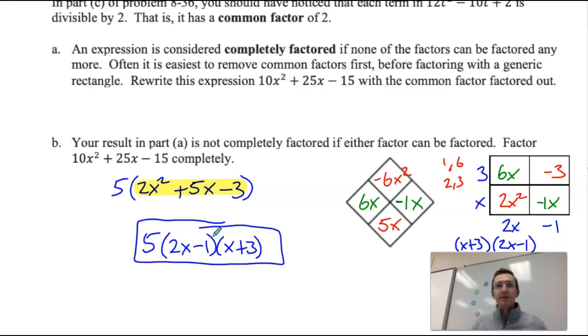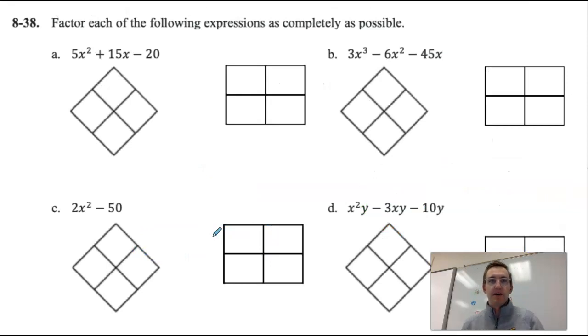All right, so I'm going to do two more with us very quickly. We're going to go to 38 at the bottom part of the page. We've got B and D, those are the ones I'm going to run through.